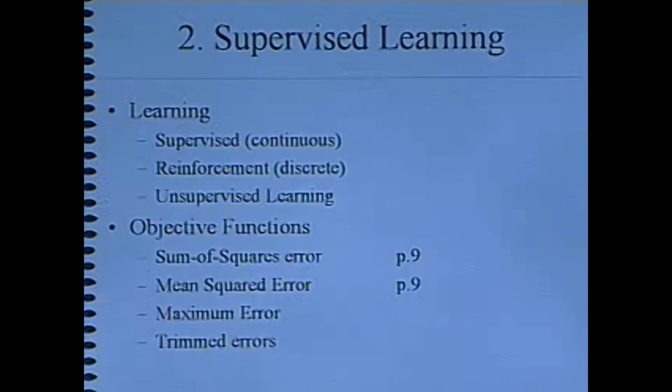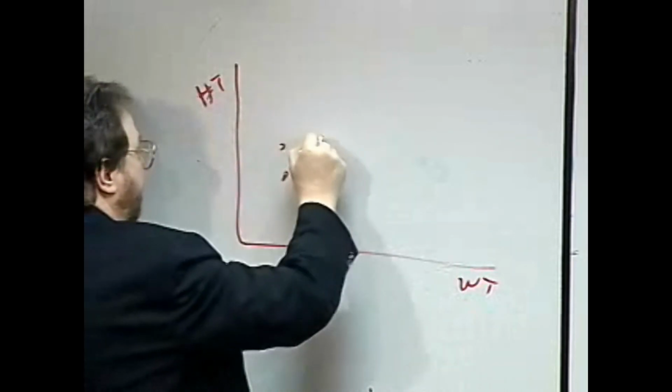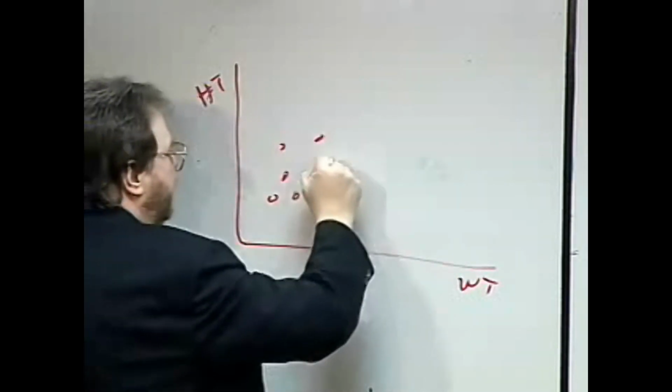Suppose, for example, I were to get these jockeys versus basketball players, and I have the classical weight versus height here, and I don't know if they're jockeys.